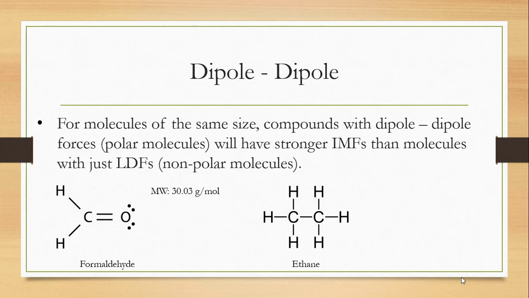Formaldehyde has a molecular weight of 30.03 grams per mole. Ethane, it's 30.07, essentially the same. This is a polar compound. This is a nonpolar compound. Formaldehyde has London dispersion forces, and ethane has London dispersion forces. Formaldehyde has dipole-dipole because it's polar. Ethane does not have dipole-dipole. The boiling point for formaldehyde is minus 19.5 degrees Celsius, which is low, but it's not as low as ethane at minus 88 degrees Celsius.